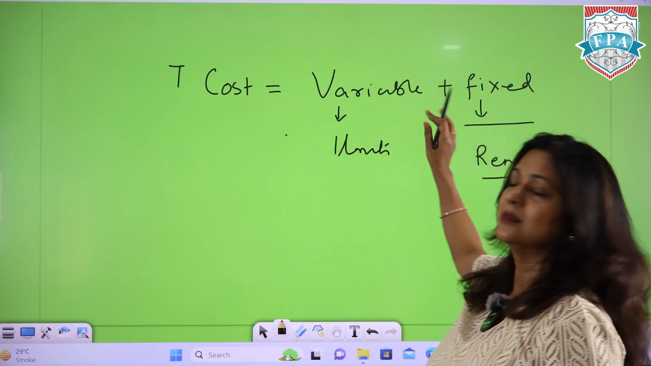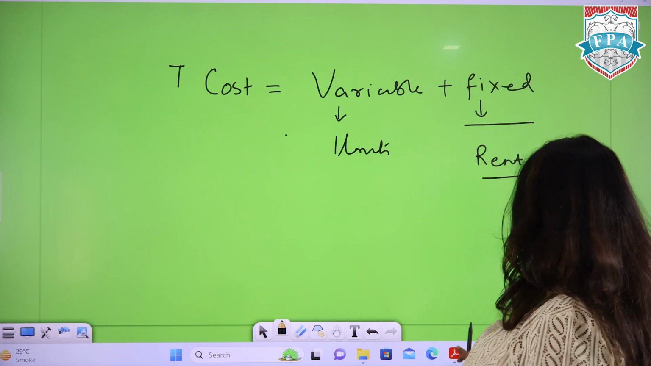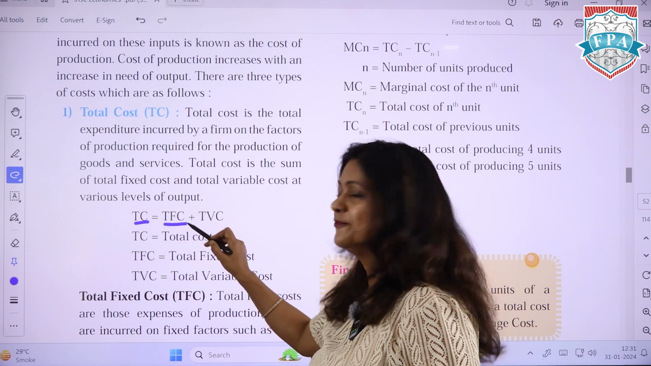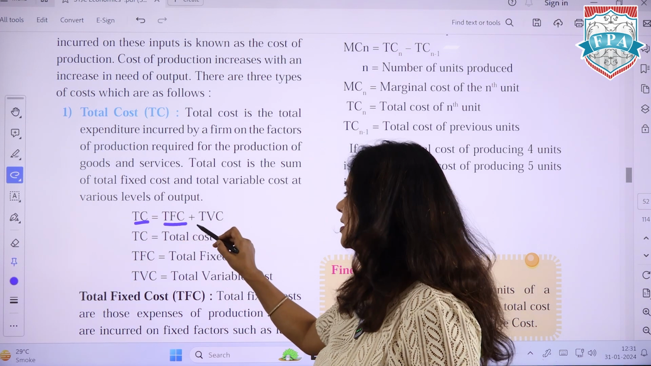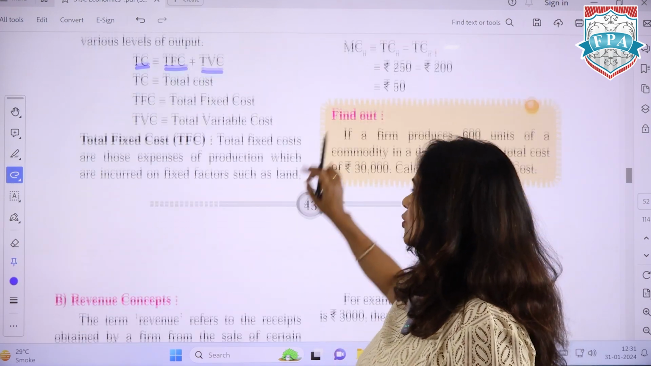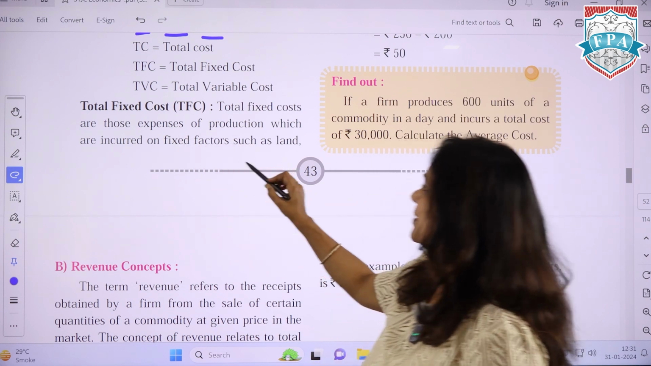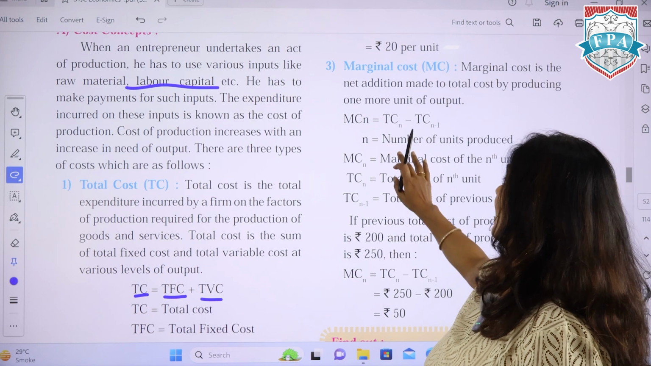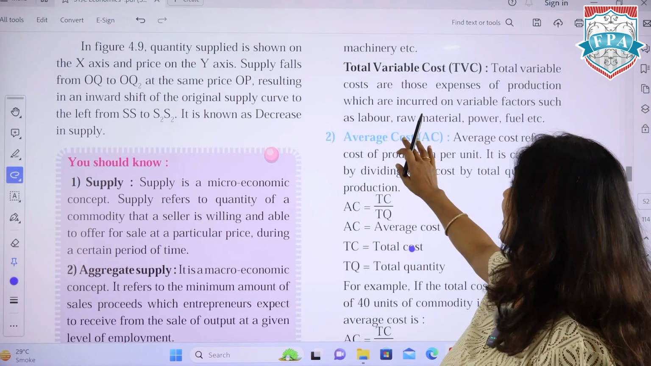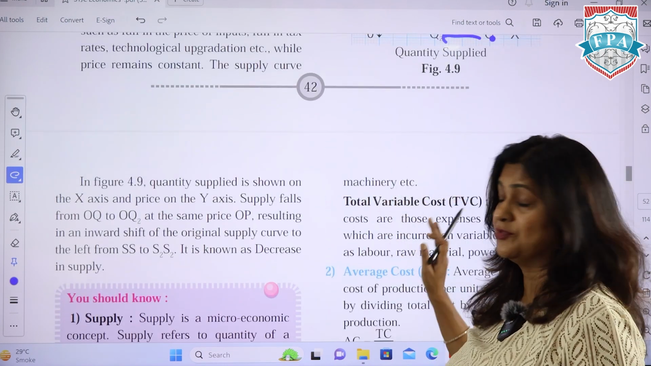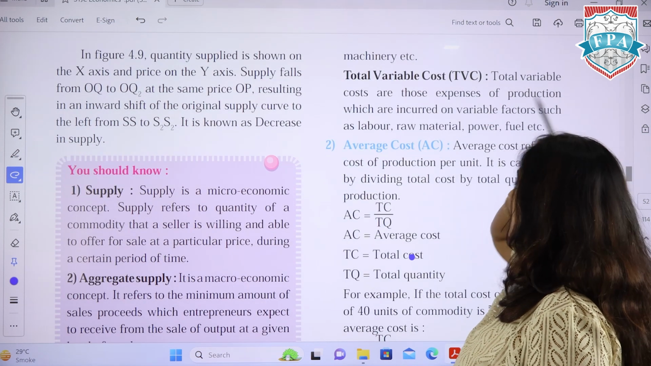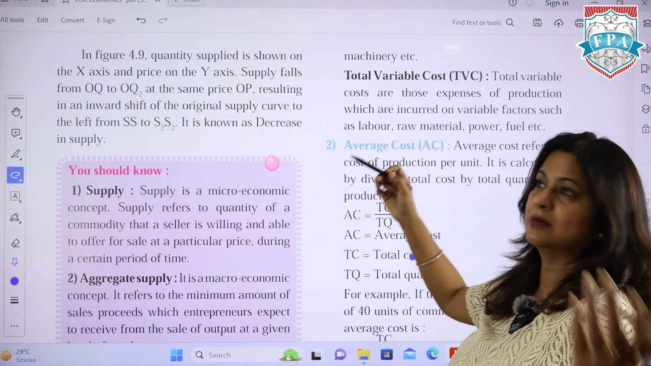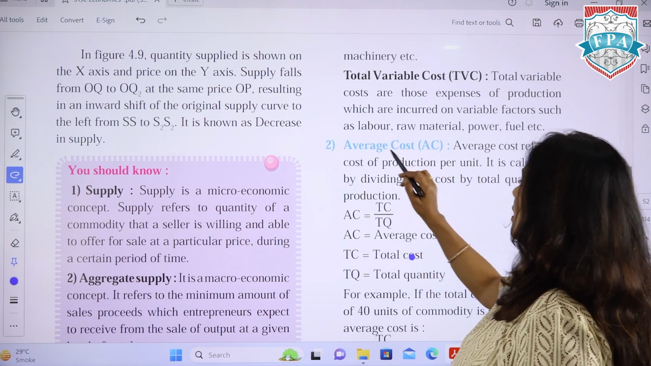Total cost is equivalent to fixed cost plus variable cost. So this is what they write. Total cost is TFC, which is fixed cost, total fixed cost and total variable cost. Total fixed costs are those expenses which are incurred on fixed factors like land, and they do not change. They do not change with production. Variable costs are costs which are dependent on the units which you produce, like labor, raw material, right?